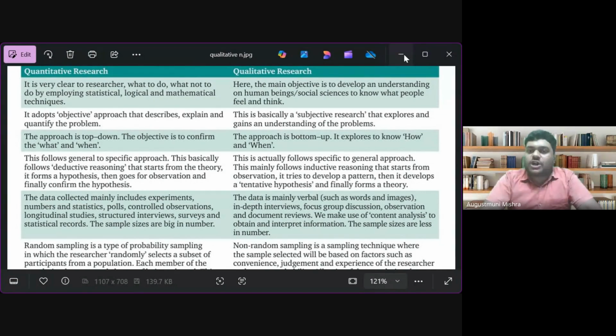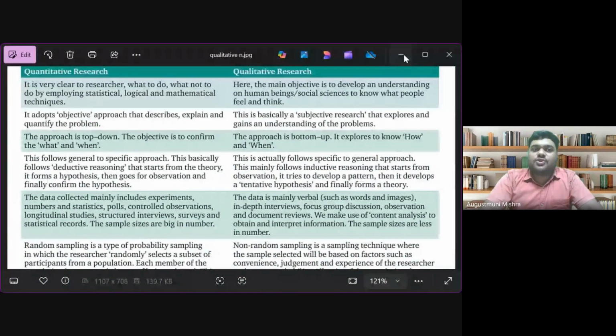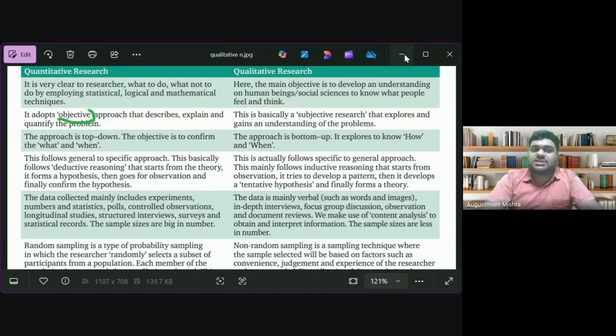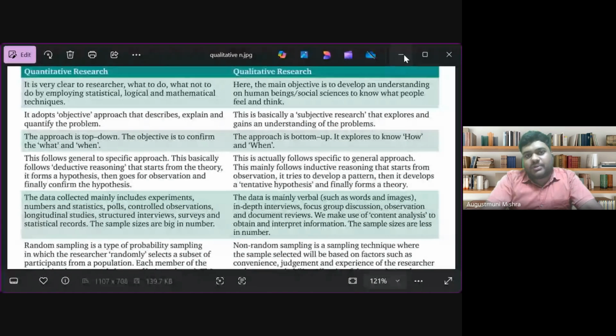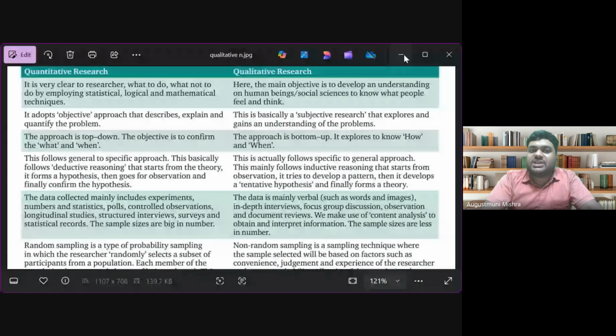So yesterday I talked about objectivity, where we use data, facts, figures, or numbers. In the case of quantitative research, they use an objective approach. You can see this, and that describes the explanation and quantifies the problem. But in the case of qualitative research, they use subjective research. What does subjective research mean? It means they are including the opinions of other people.